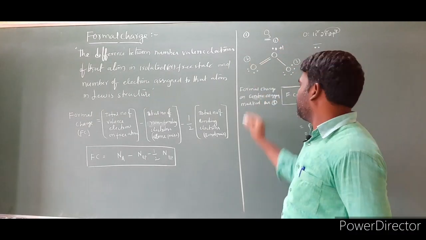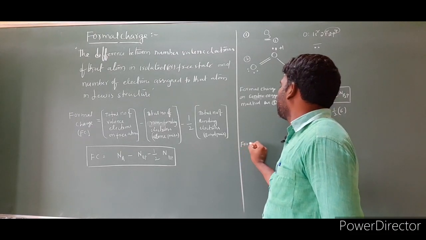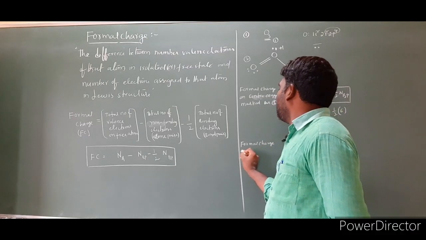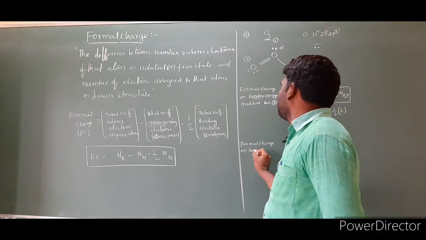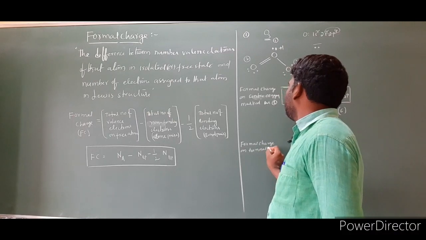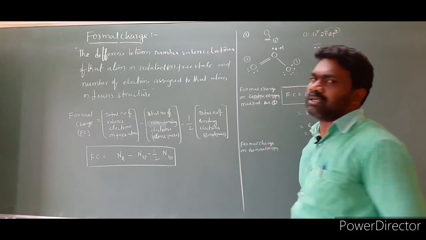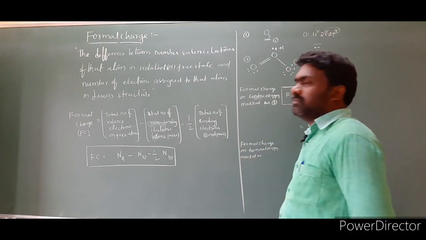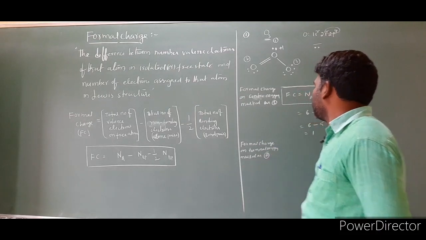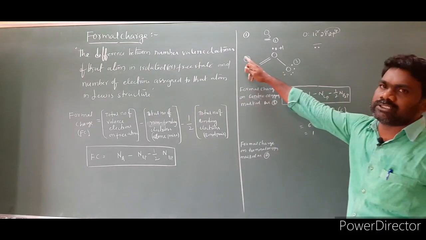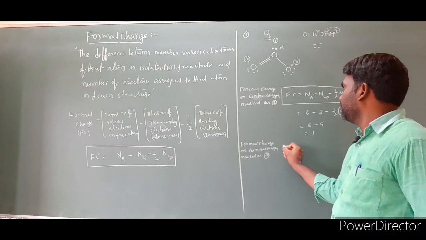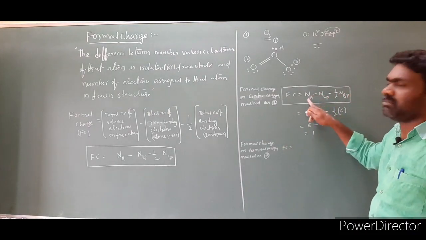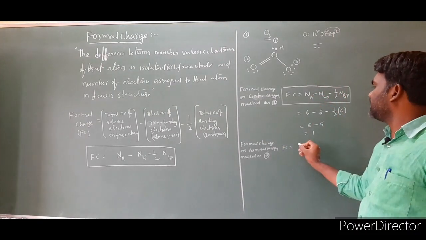Then we can calculate the formal charge on the terminal oxygen, or end oxygen, marked as 2. We are calculating the formal charge on this oxygen. Formal charge is equal to what? I am not writing the formula again. Number of electrons in the free atom, same concept, 6. This is completed.